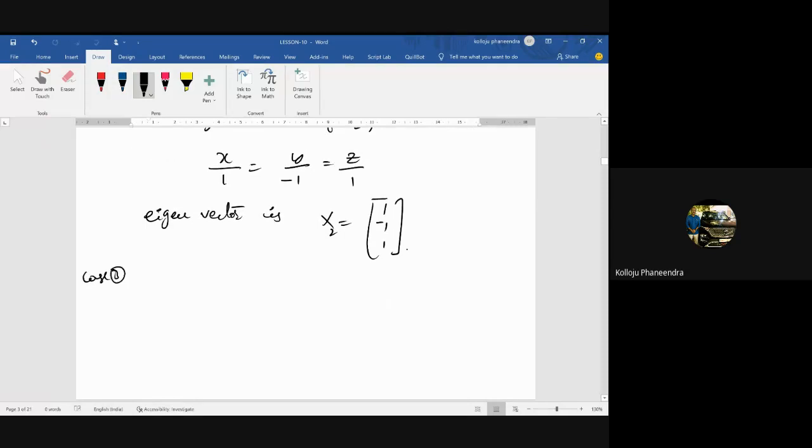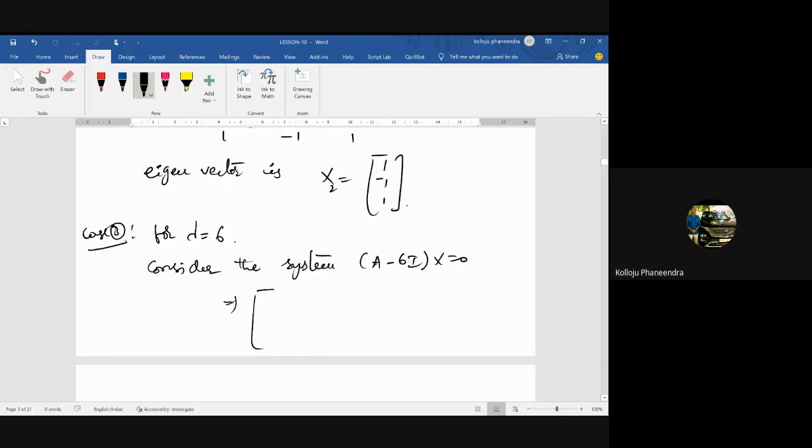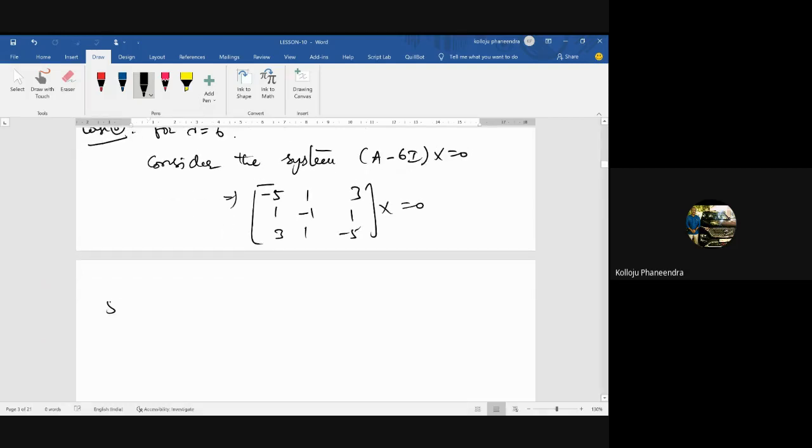Case 3. For lambda equal to, what is the third eigenvalue? 6. So consider the system A minus 6I into x equal to 0. What is A minus 6 from the diagonal? 1 minus 6, 1, 3, 1, 5 minus 6, 1, 3, 1, 1 minus 6, into x equal to 0. Now the operations to get echelon form: 5R2 plus R1.